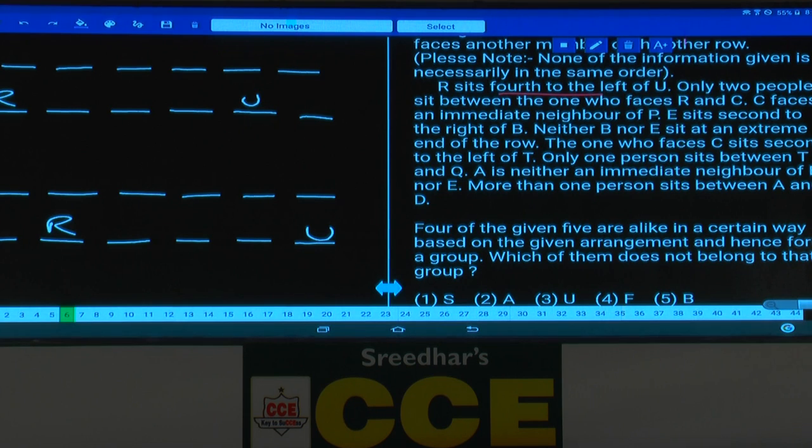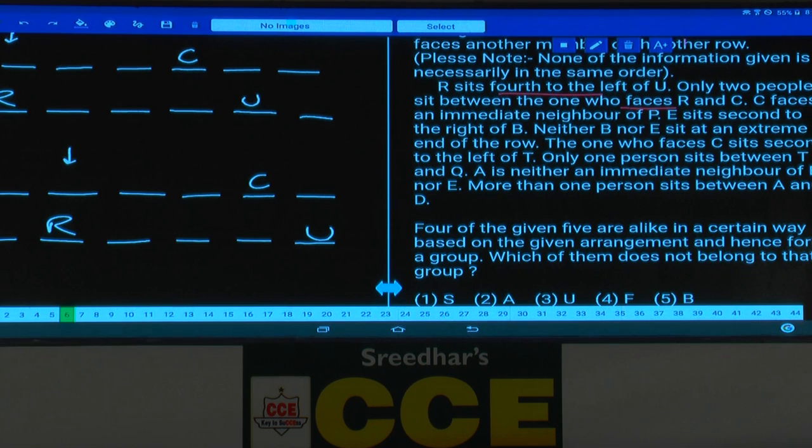Only 2 people sit between R and C. And only 2 people sit between the one who faces R and C. Now who is the person facing R here? This person. Now between this person and C, there must be exactly 2 persons. As this person is here, C must be at this place. And only 2 persons between the person who is facing R and C. The person who is facing R is here, and C will be at this place.